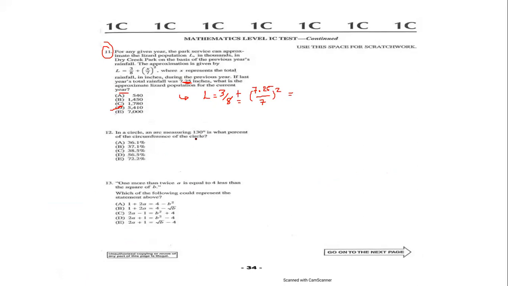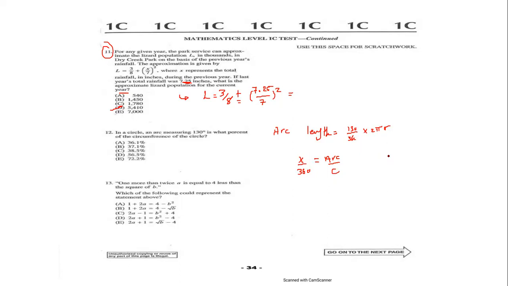In a circle, an arc measuring 130 degrees is what percent of the circumference of the circle? Because the arc length is equal to 130 over 360 times 2πr. 2πr represents here the circumference of the circle. We can write it also as x over 360, which is the same ratio as arc over what? Over C, the circumference.